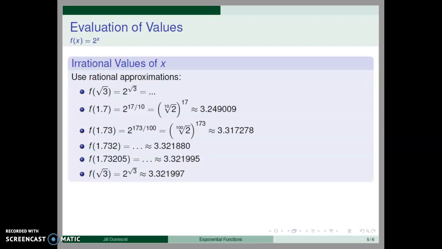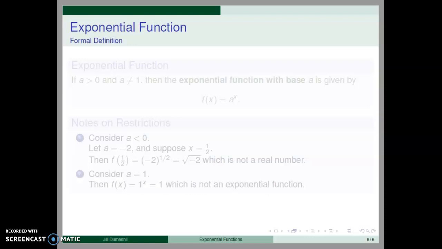A calculator will evaluate f of root 3 as approximately 3.321997. In general, we use a calculator to produce approximations for exponential functions at irrational input values. Now we can give a formal definition of exponential functions.